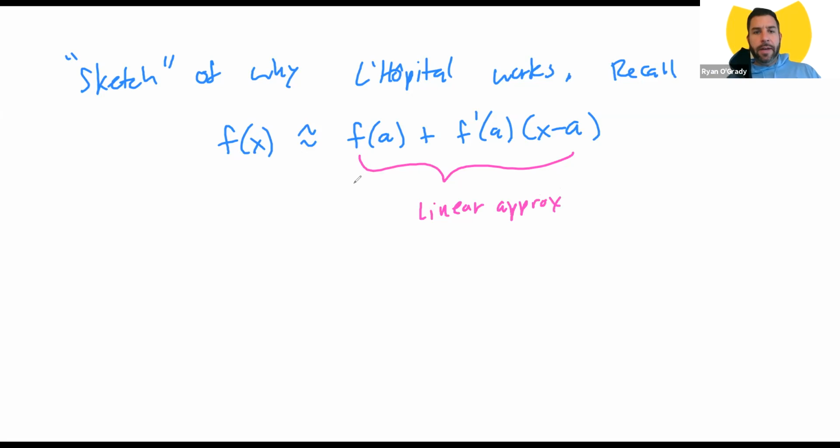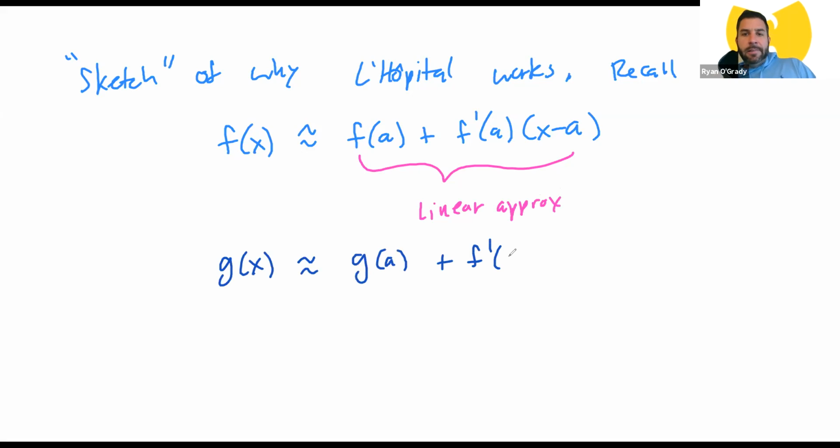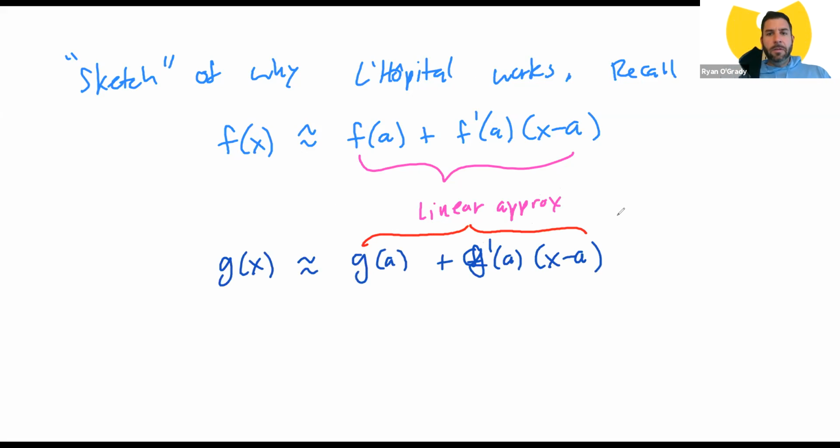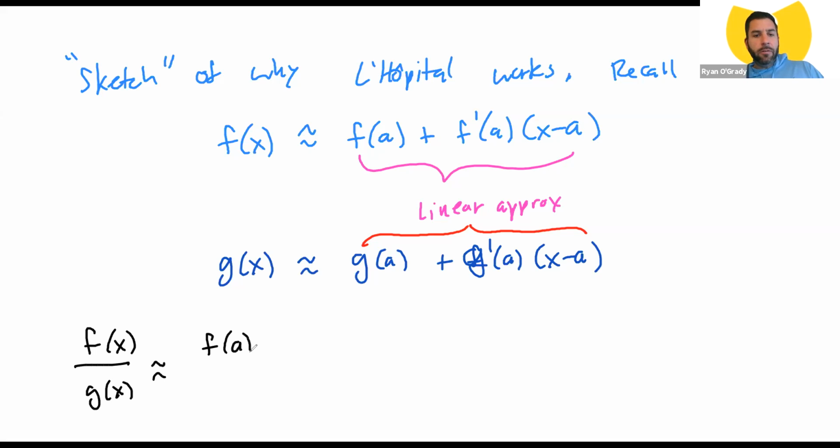And of course, g of x has a very similar approximation, that should be g. And this is also its linear approximation. So maybe I'll write this in red. So what does this mean? Well, this means that if you take the ratio of f over g, then you can write down their approximations.